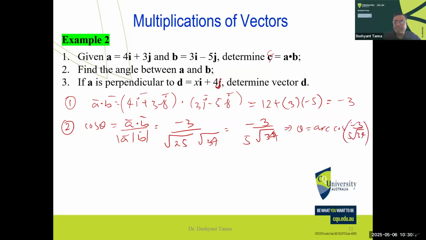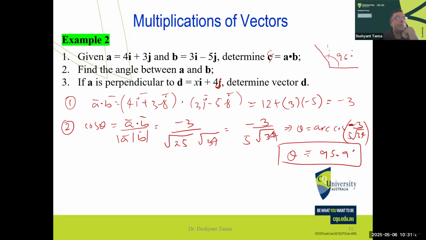Since there is a minus, as you can see here, that will be more than 90. So if you calculate in your calculator, it will be 95.996 approximately. So you can imagine, if A is going here, that's your 90 degree. Your vector B is somewhere here, leaving you 96 almost, right?